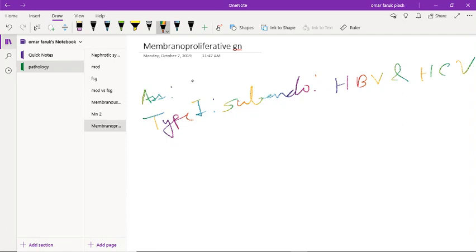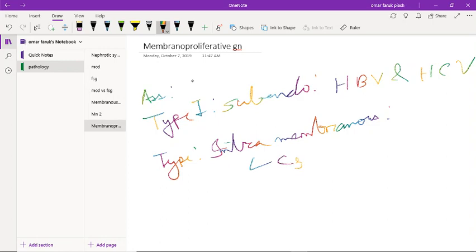And the membranoproliferative glomerulonephritis association: there are two types, type 1 is subendothelial type and type 2 is intramembranous type. The intramembranous type is associated with C3 nephritic factor. This leads to overactivation of the complement, inflammation and low level of C3.